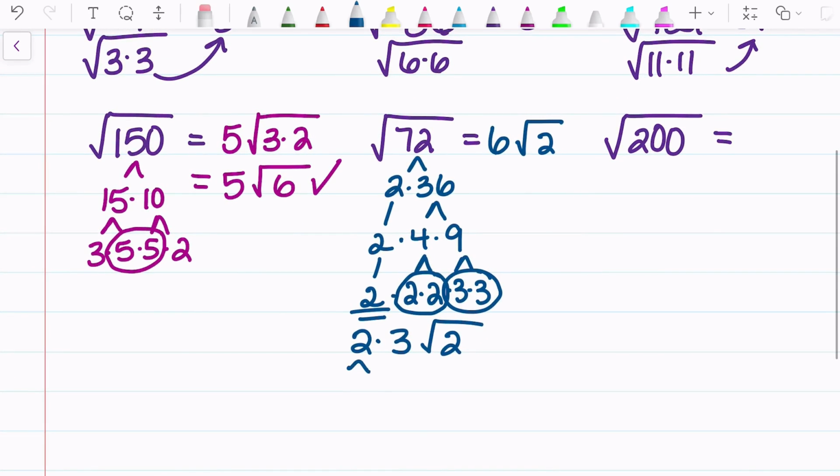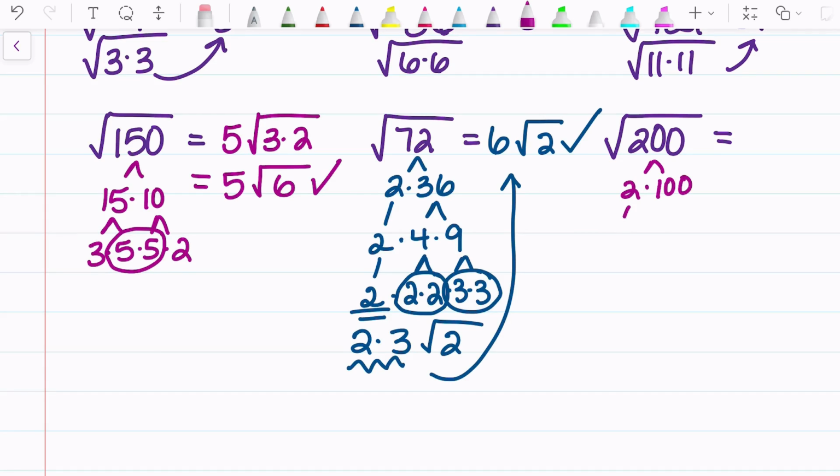The 2 that came out would be multiplied together, making 6 root 2, which is the same as this answer. All right, let's keep practicing. 200 is 2 times 100. Then I'm going to bring that 2 down. You always bring down your prime numbers.